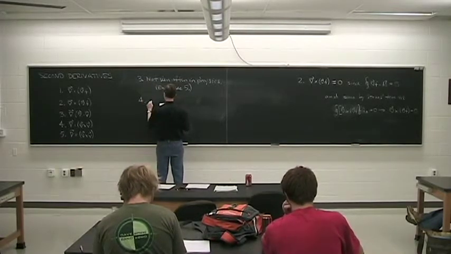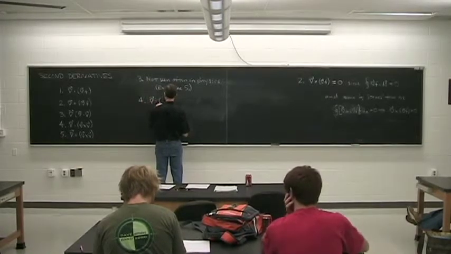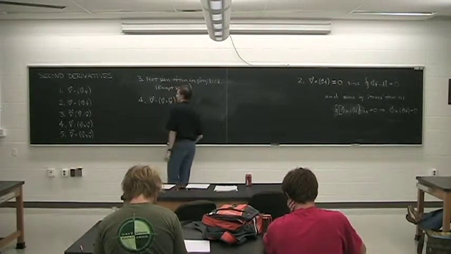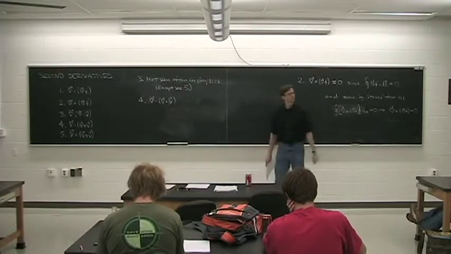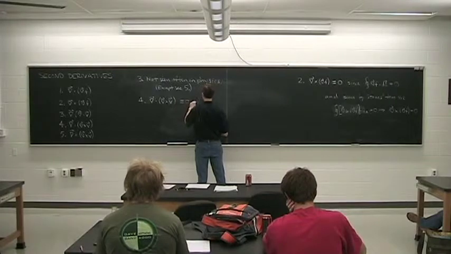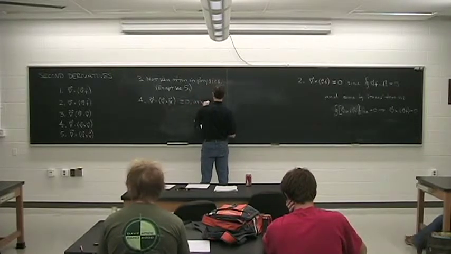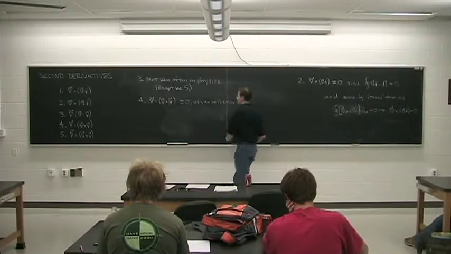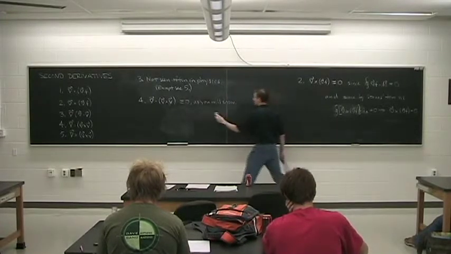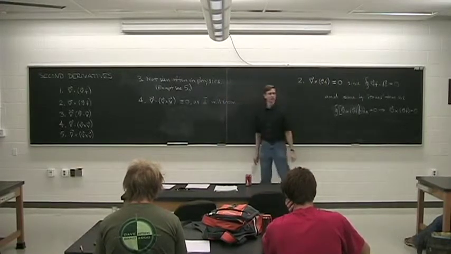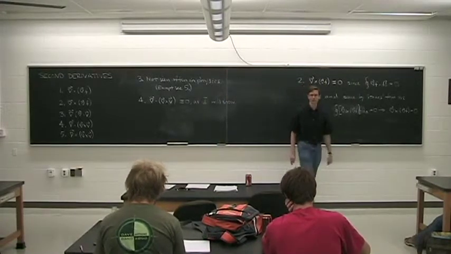4. The divergence of a curl of any vector field is always equal to 0. As you will show, if you're putting this in your notes, as I will show, not me, but you will show this.